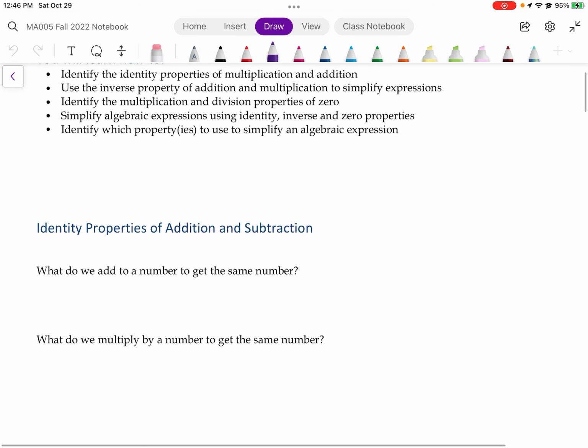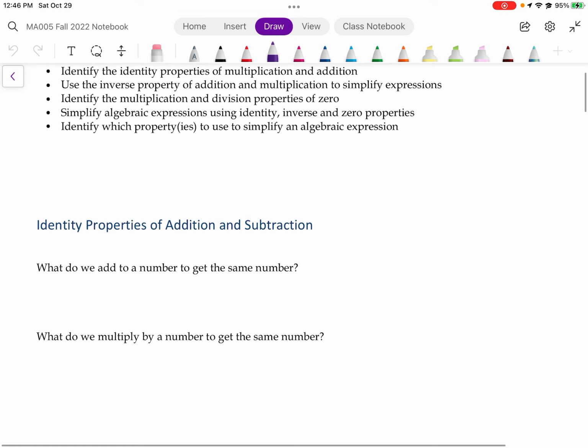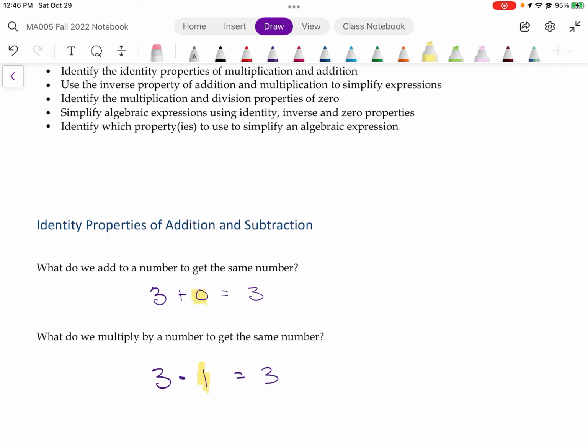So what do we add to a number to get the same number? What would I add to 3 and still get 3? Well, I would add 0, right, to get 3. So what do we multiply by 3 to be able to get 3? What would I multiply by? Well, that would be 1. So these are special numbers.